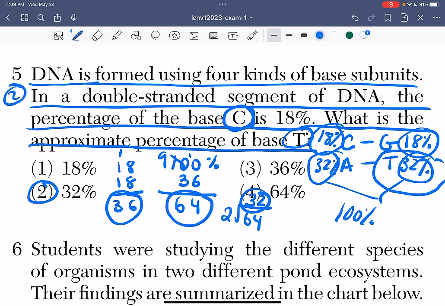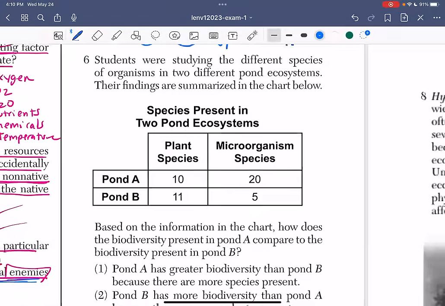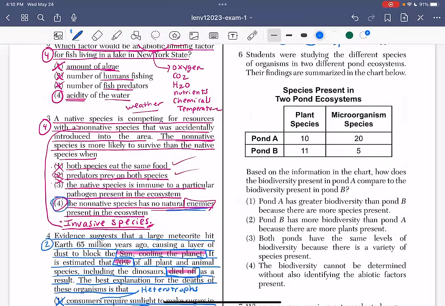If you got confused with this one, put a star on it and look for more questions like this to practice. Okay? All right. Let's look at number six. Let's minimize it a little bit more.